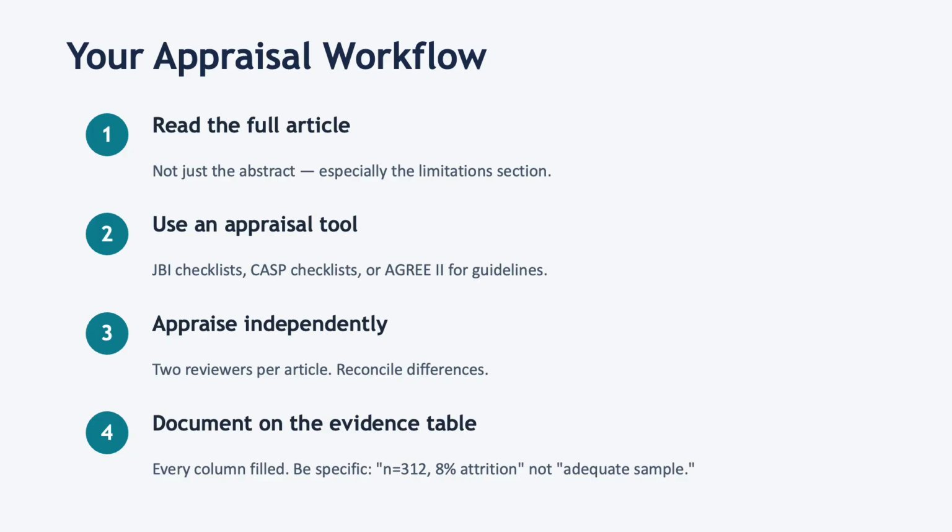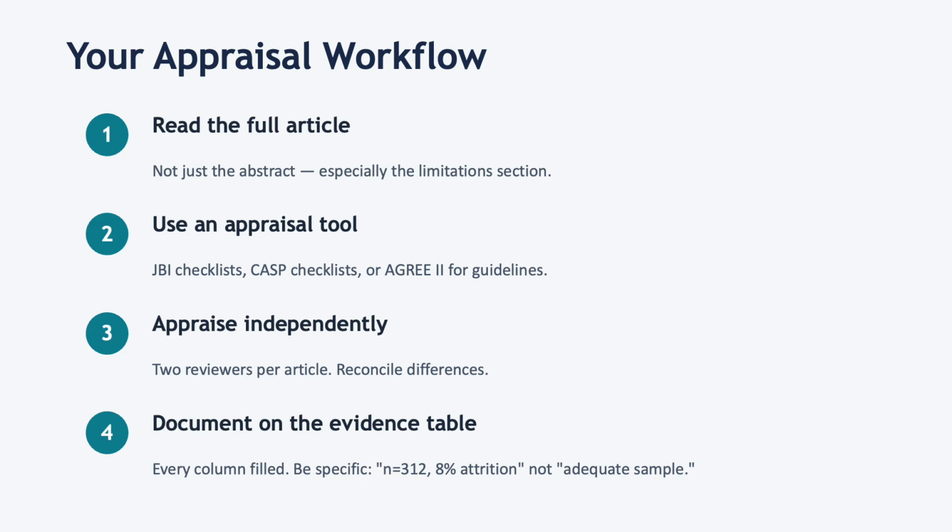Why is that the goldmine? Because that is where the peer reviewers force the authors to confess their sins. Researchers don't voluntarily point out that their sample size was too small or that their blinding failed. Right, they hide that stuff. The reviewers make them write it down as a condition of publication. If you read the limitation section first, you know exactly what weaknesses to look for when you go back and read the methodology. That is a pro tip right there.